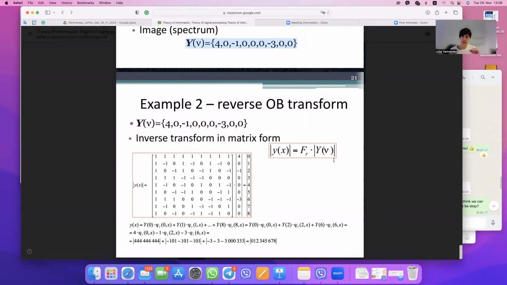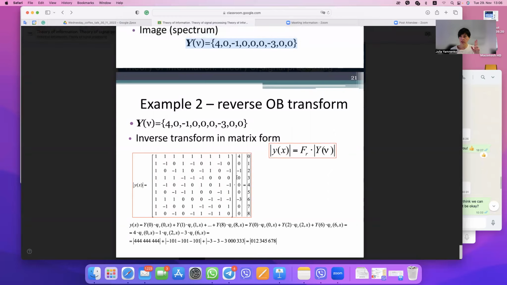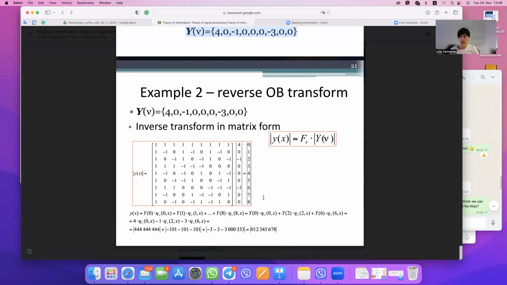Here is the equation in matrix form. To calculate the original function, we should use the matrix of the inverse basic function and multiply it by the spectrum that we calculated before. So we do again the same matrix calculation, and we will obtain the same original function that we had at the beginning of the example: 0, 1, 2, and so on till 8. Here there is a detailed calculation of the matrix.